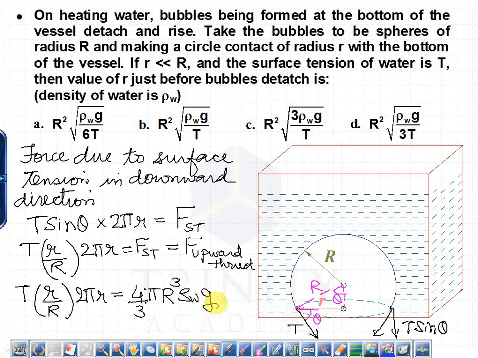We will see that pi and pi will get cancelled out. We multiply by capital R, so it becomes R raised to 4. This 2 will get cancelled with 4, and making small r the subject of the formula, if we solve it, it comes out to be r squared equals the square root of twice the density of water into gravity by 3 into surface tension.